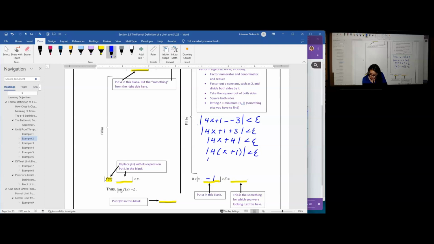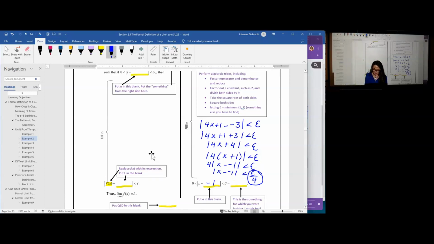And then I'm going to take it out of the absolute value. I guess I don't need parentheses anymore. I'm going to rewrite the x plus 1 as x minus 1. And then I'm going to divide both sides of this equation by 4. This is what I was after. When I choose epsilon, if I choose my delta to be at most epsilon over 4, this should work.